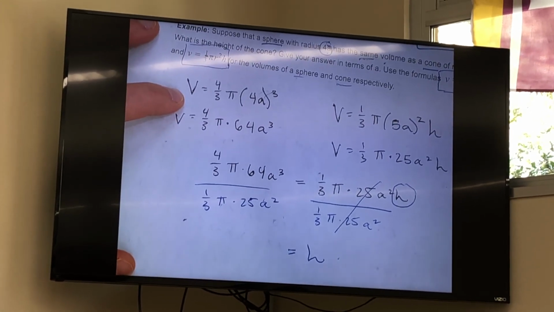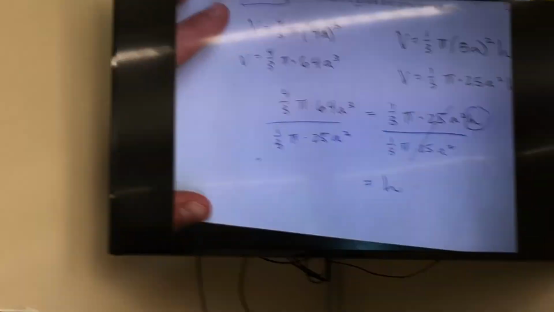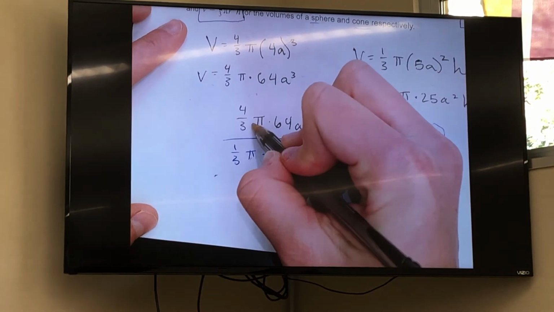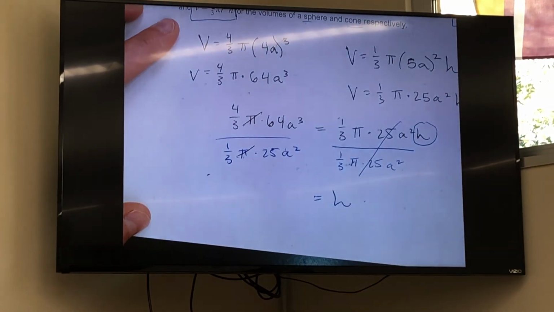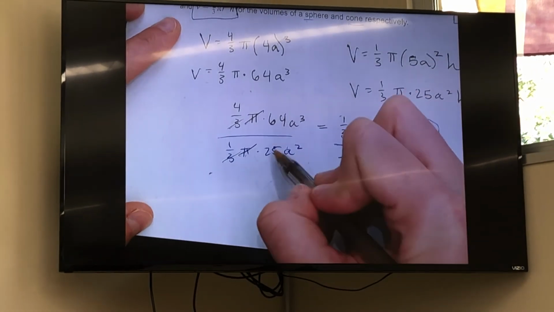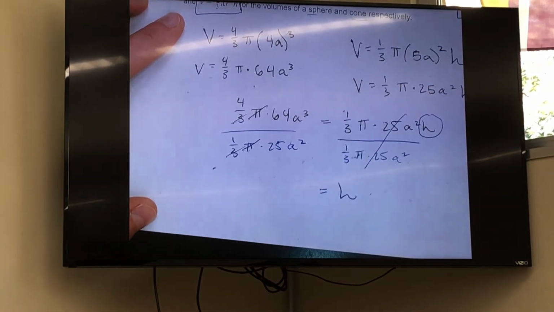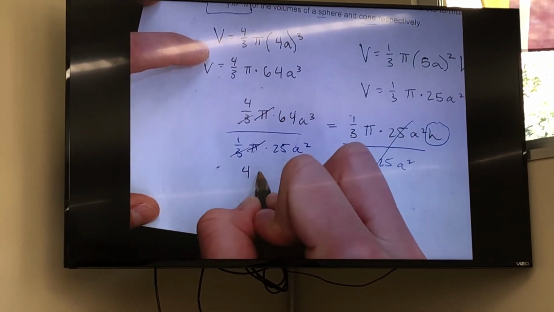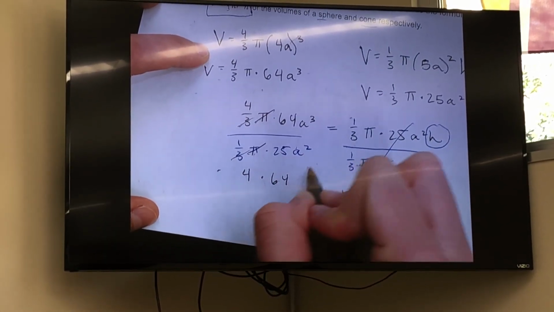There are different ways you can simplify. If you're feeling confident with your calculator, you can just put these numbers into the calculator. But here we go, some easy things. Pi's cancel. Dividing by 3 cancels. 25 and 64, nothing goes in there. So let's see what we've got so far. I have a 4 still. I have a 64.